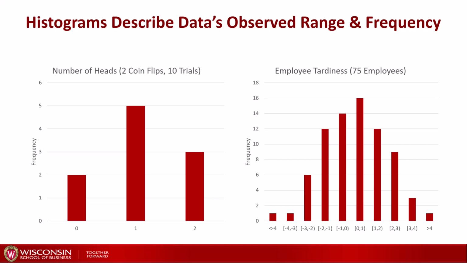If we think back to the examples of variables that we had in the earlier video, we can gain an overview of the distributions for those variables using histograms. On the left, we have the number of heads that came up over 2 coin flips for 10 separate trials. That means if we flipped a coin twice, counted the number of heads, and repeated that process 10 separate times, we have 2 coin flips for 10 separate trials.